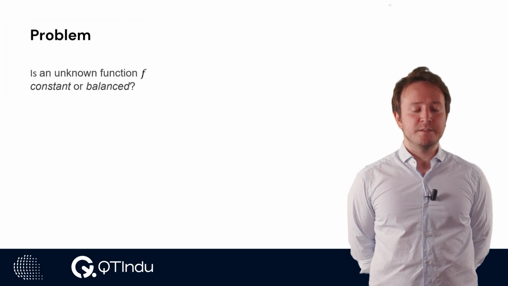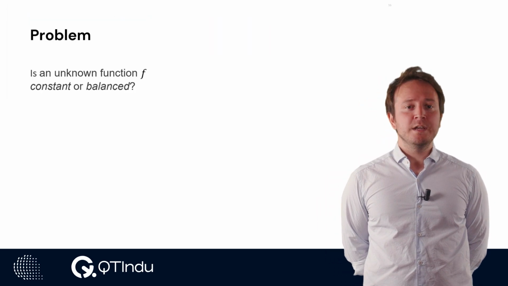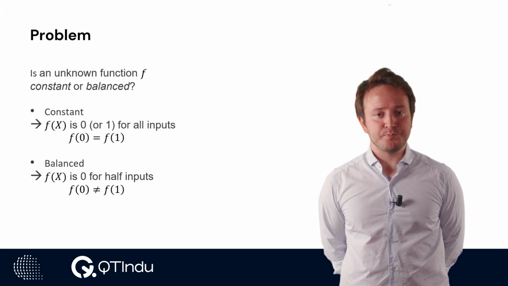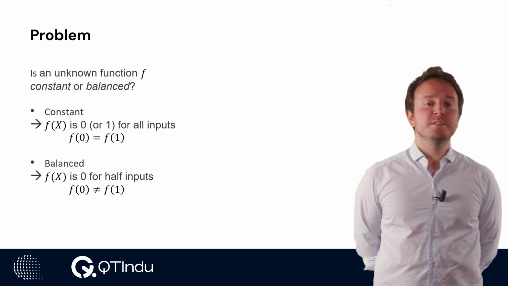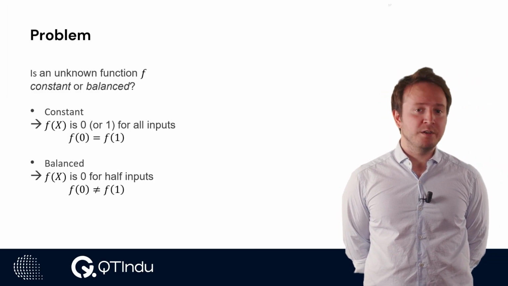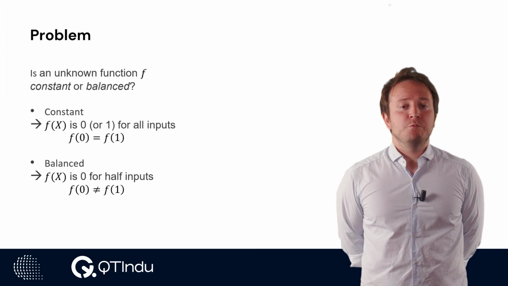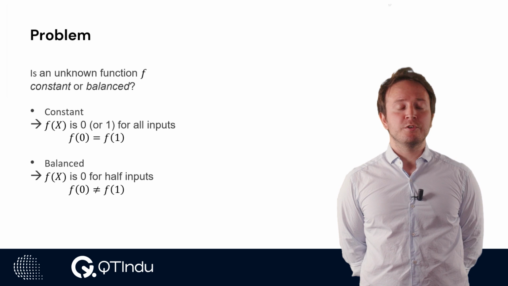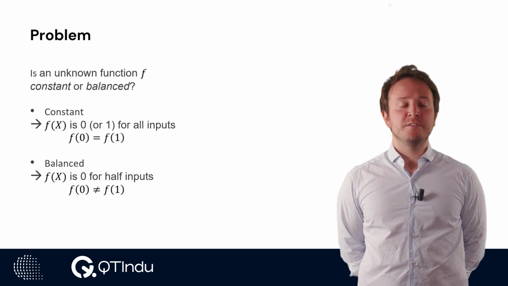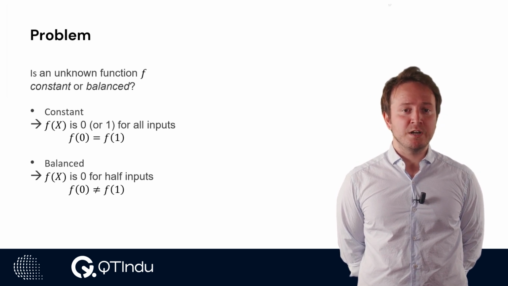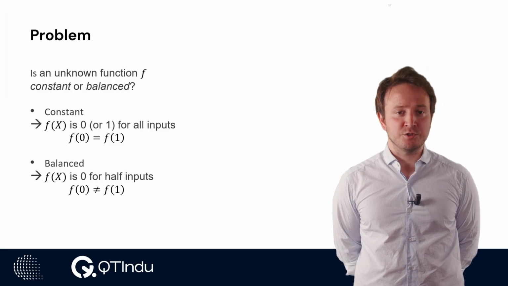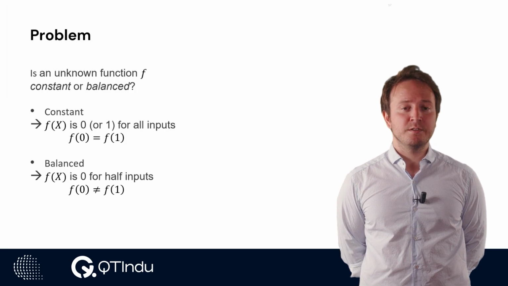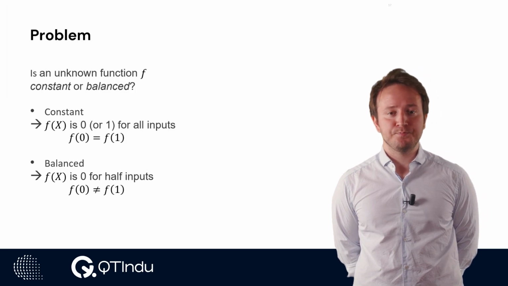Now, the problem that this algorithm tries to solve is to understand if an unknown function f is constant or balanced. A function f is called constant if it takes the value of 0 or 1 for all the inputs, while it's called balanced if the function is 0 for half of the inputs and 1 for the other half. If we take a single bit input, when the function of 0 is equal to the function of 1, the function is constant. While when the function of 0 is different from the function of 1, the function is balanced.